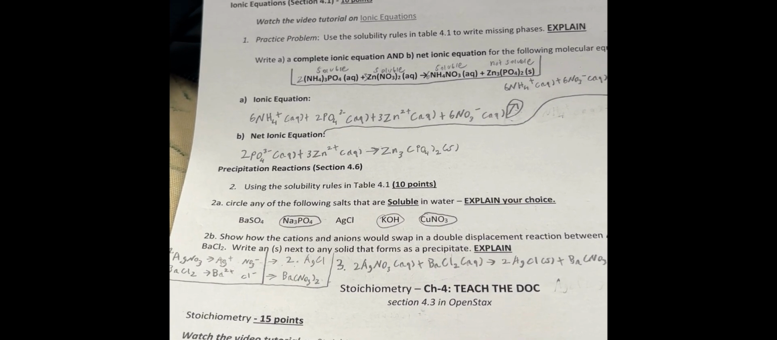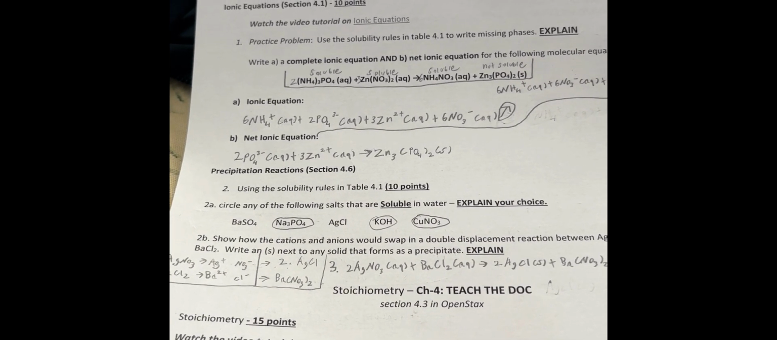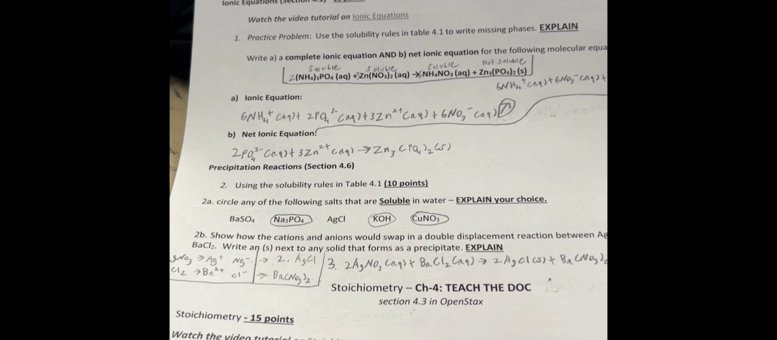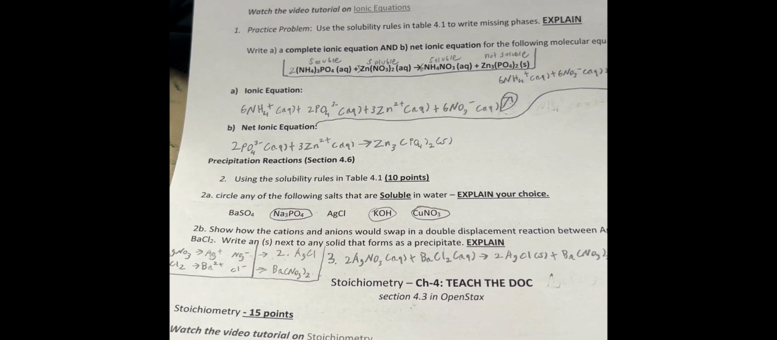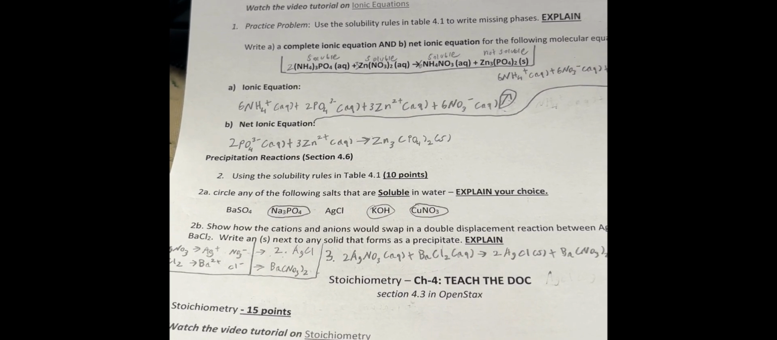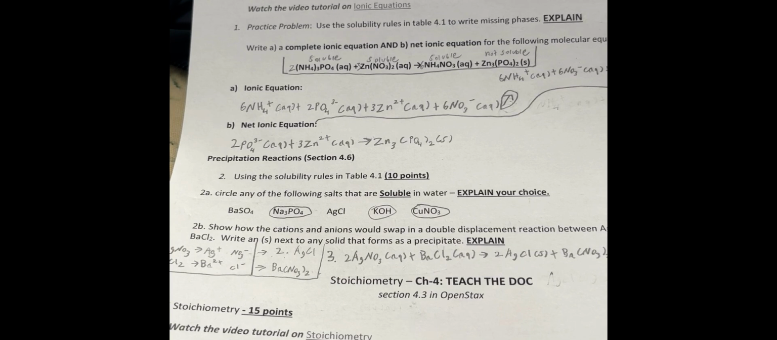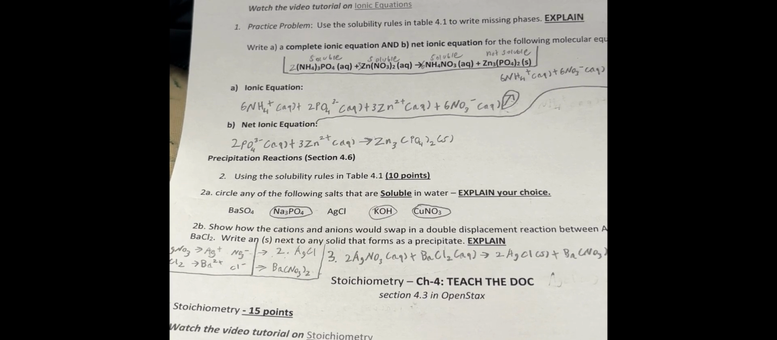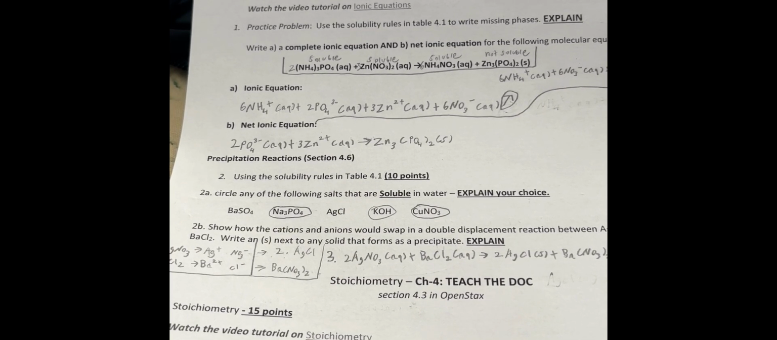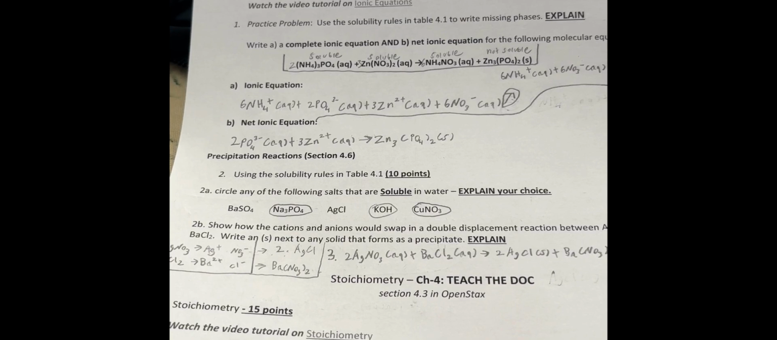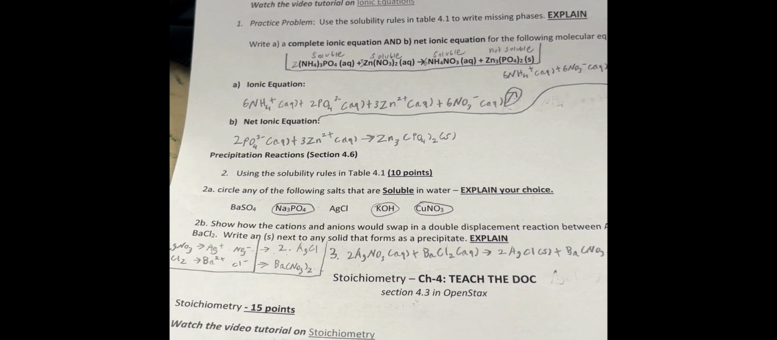Now moving into this next question, we need to circle any of the following salts that are soluble in water, but first we need to know the solubility rules to remember when determining if something is soluble. So we know all nitrates are soluble, all alkali metal salts are soluble, all ammonium salts are soluble, most chlorides are soluble, most sulfates are soluble, and most hydroxides are insoluble.